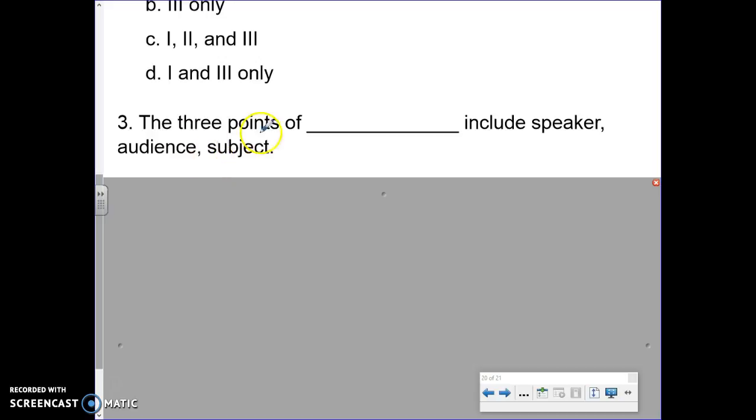So the 3 points of a blank include speaker, audience, and subject. Now, if you're thinking the 3 points means a triangle, and the only triangle we've covered is Aristotle's rhetorical triangle, that would be the answer that goes here. If you just put "of the triangle," I'm not going to give you the points. You need to actually give me Aristotle in the answer.